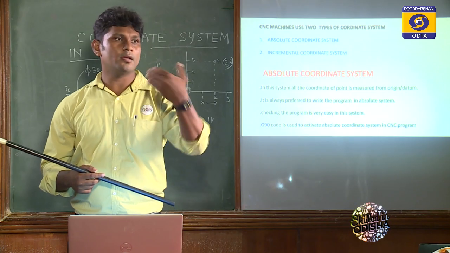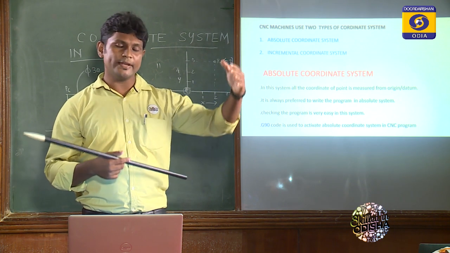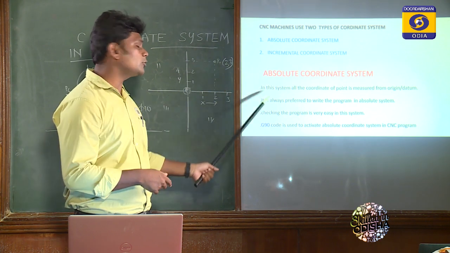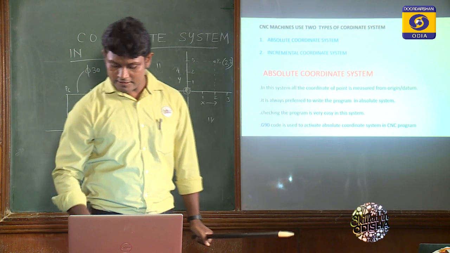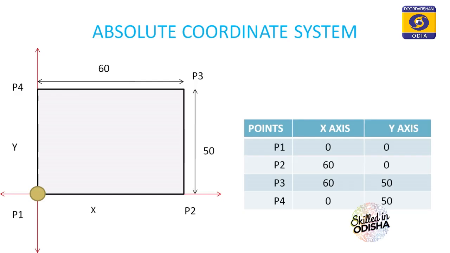If you are doing a complicated job and we have to write the part program for it, then it will be very easy to check the program by using the absolute coordinate system. We'll see again in detail how the absolute coordinate system works. Now this one is an example for your better understanding.